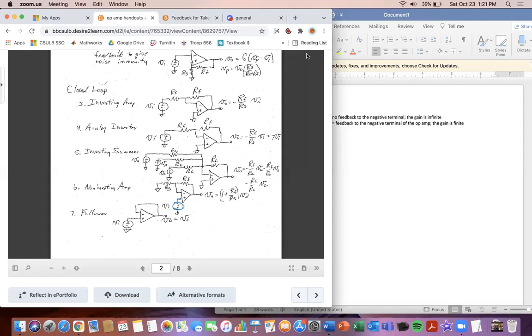So sorry, the non-inverting amp is pretty much an inverting amp, but with a voltage source at the positive terminal, and then there's a ground at the negative terminal, compared to the inverting amp where the ground's at the positive terminal and the voltage source is at the negative terminal.